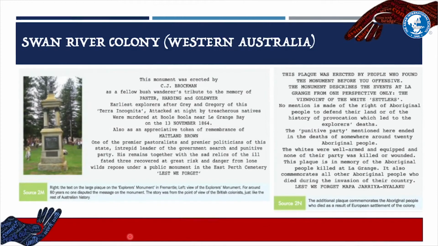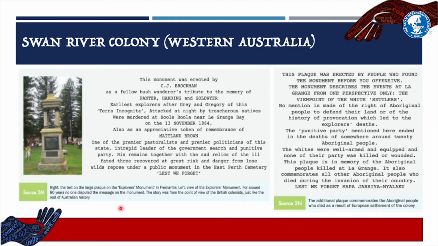Now let's analyze these sources. So, what were the different points of view on this conflict at Lagrange Bay? So, for the Europeans, as you can see in source 2M, the three men were like heroes. They died in search for new pastoral land, and they deserve to be given tribute or honor. That's why they have built this monument.